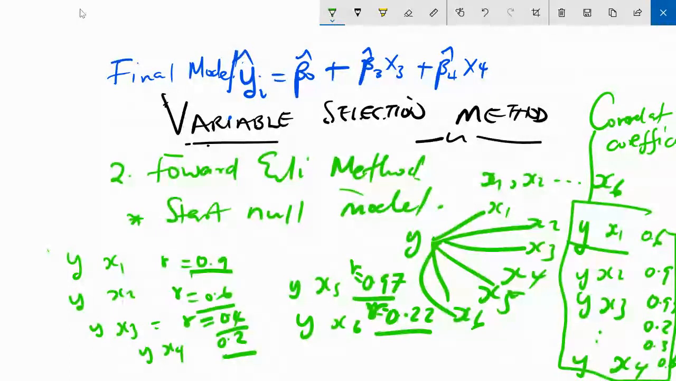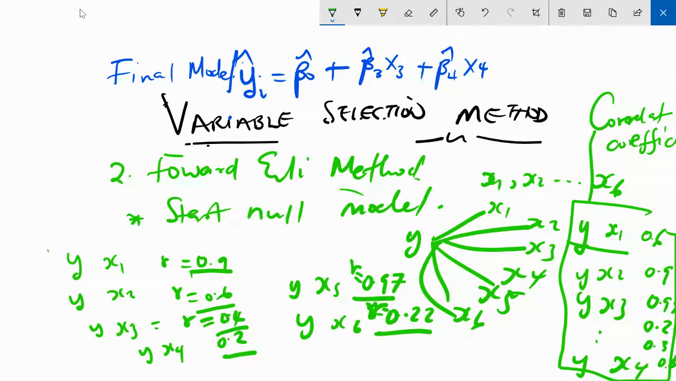So about this forward elimination method, if I can say the model starts with yi is beta 0 hat, will I be wrong? It's true. That's what I mean when I say the null model. Okay, thank you.